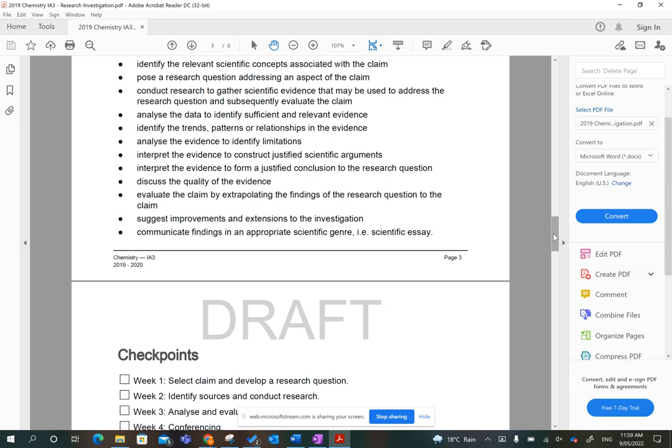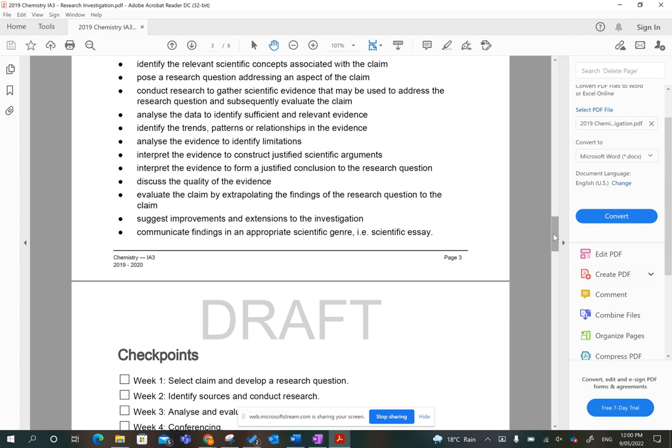Once you have your data, you have to go through each data set individually, analyze it for any trends, patterns, relationships, things like that. Look for limitations in the data. Interpret the data to justify your scientific arguments, so linking back to the chemical concepts, and then form a conclusion to your research question based on your data. After you do that, you need to discuss the quality of your evidence and then go back to your claim and say, well, based on my research and my research question, the claim is true, not true, or partially true.